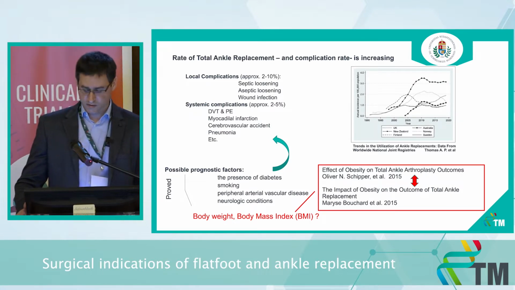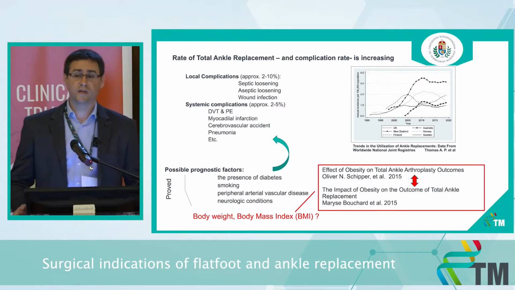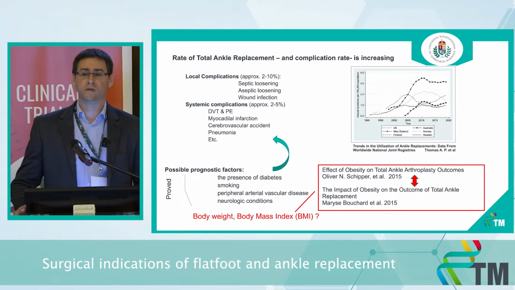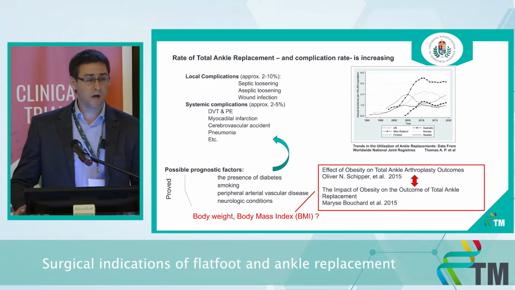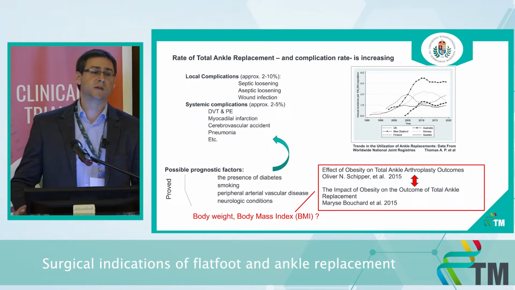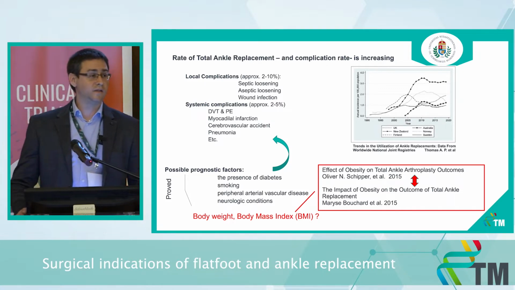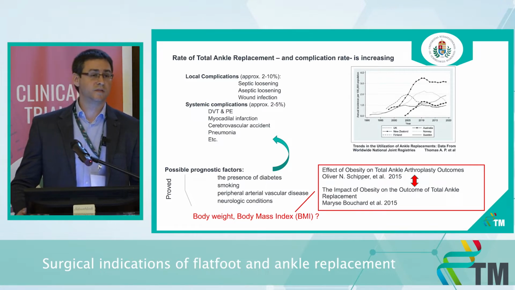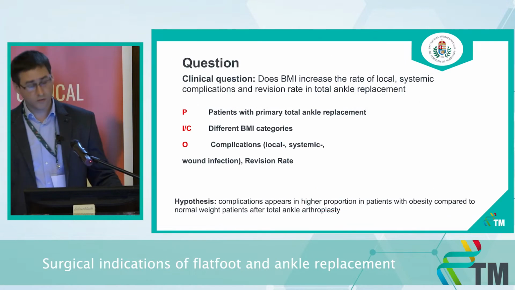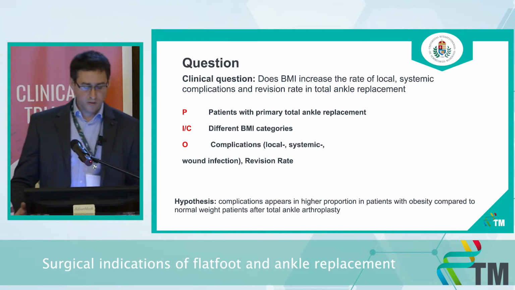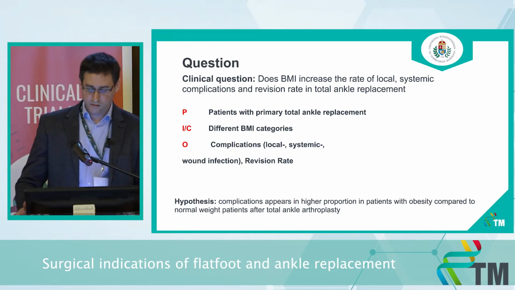So in our orthopedic profession, high BMI is a source of many problems, such as arthritis, enthesopathies, overloading of joints, muscles, and tendons. So our aim is to clarify the role of BMI as a risk factor for complications and revision rate after total ankle arthroplasty. Our clinical question is the same. Does BMI increase the rate of complications and revisions after an ankle arthroplasty procedure?